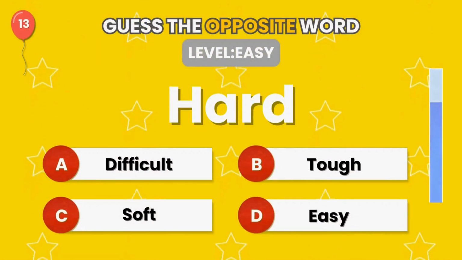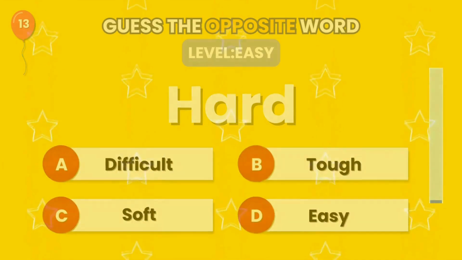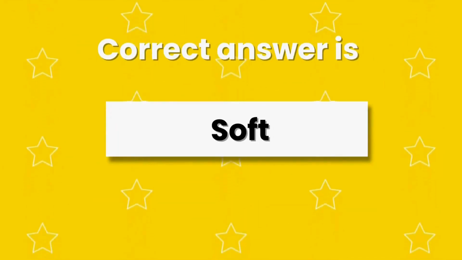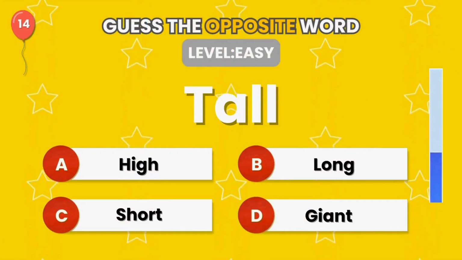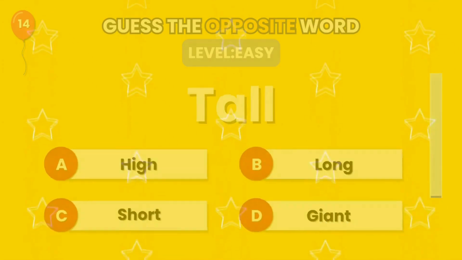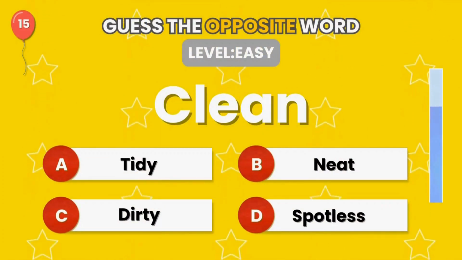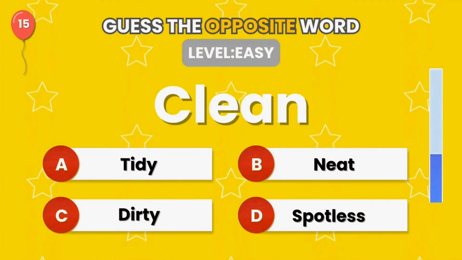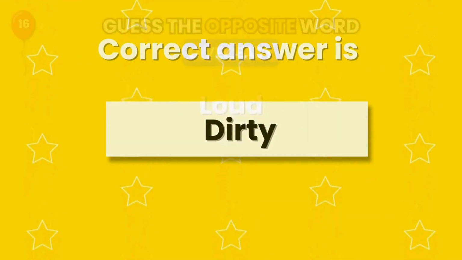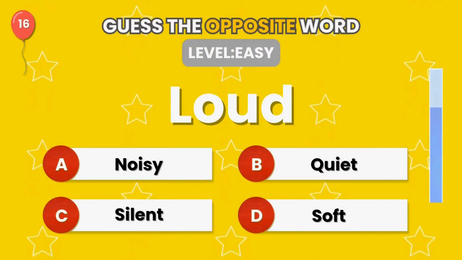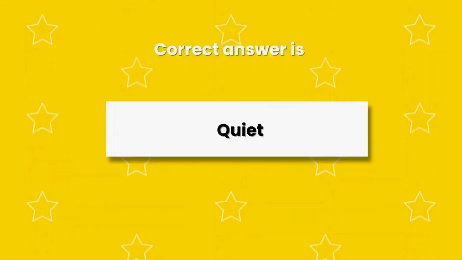What is the opposite of hard? Soft. Opposite word of tall? Short. The opposite of clean? Dirty. Find the opposite of loud. Quiet.